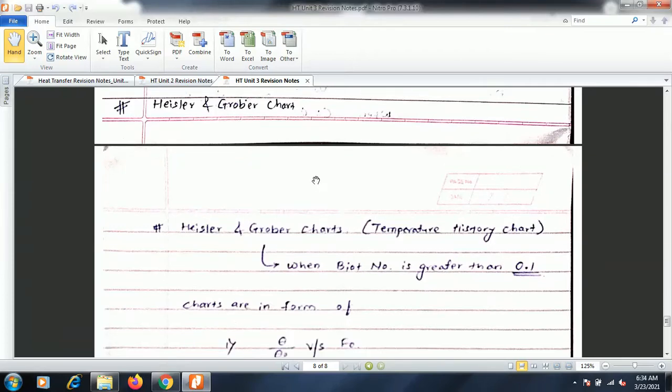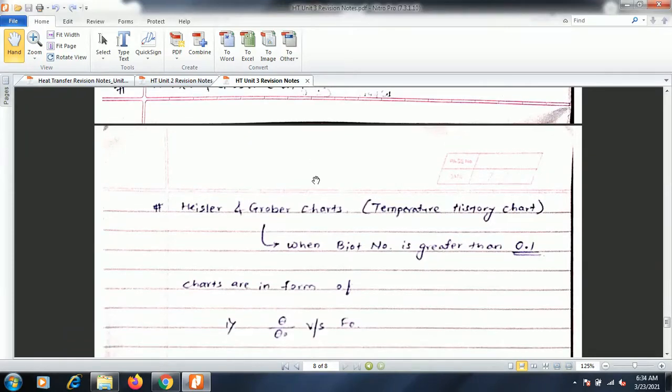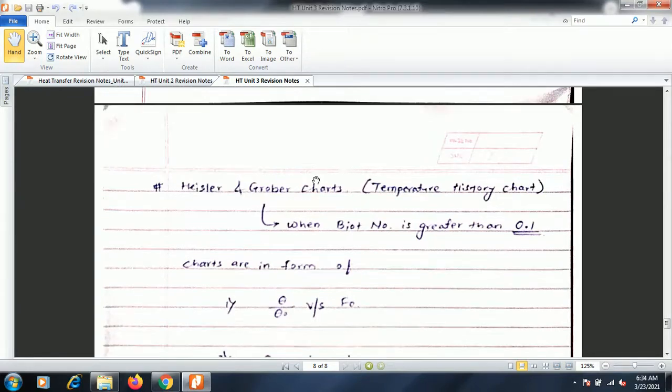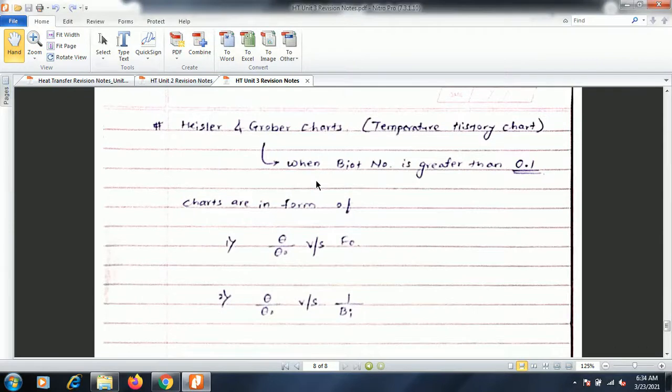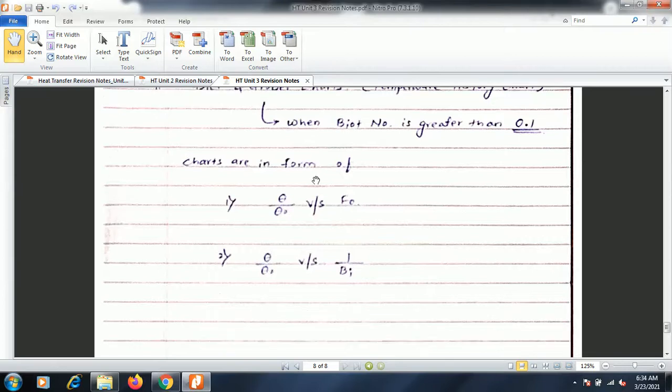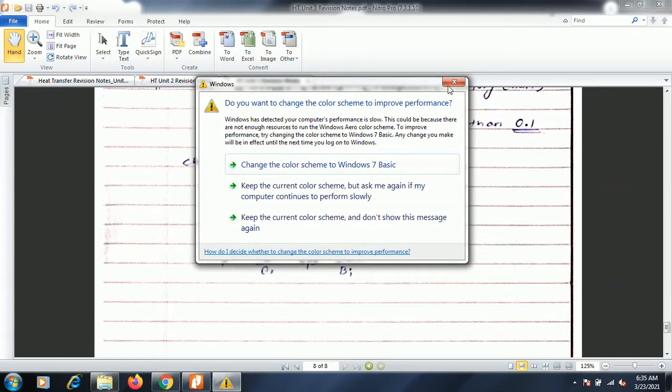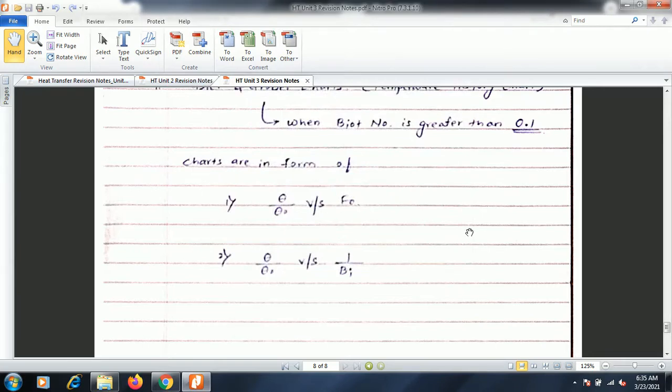Then we have the concept of the Heisler and Grober charts, also called temperature history charts, used where the Biot number is greater than 0.1. There are two kinds of charts: the temperature distribution, theta by theta naught versus Fourier number, and the second chart, theta by theta naught versus the Biot number. They will be different for an infinite slab, for a cylinder, and for a sphere. So this is how we have covered the third unit.